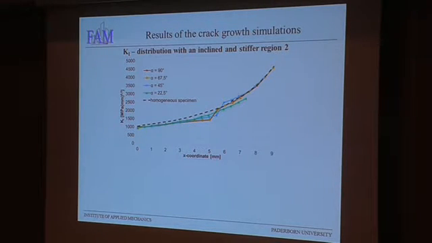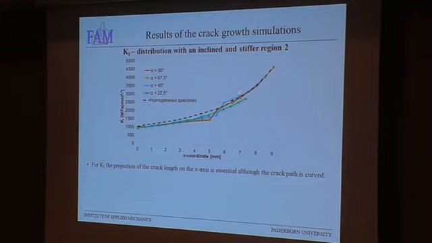Here you see the results for the K1 distribution with the inclined stiffer second region. In black, you see the reference curve for a homogeneous specimen. And as you can see, obviously, the projection of the crack length on the x-axis is essential. Also, the crack path is curved.